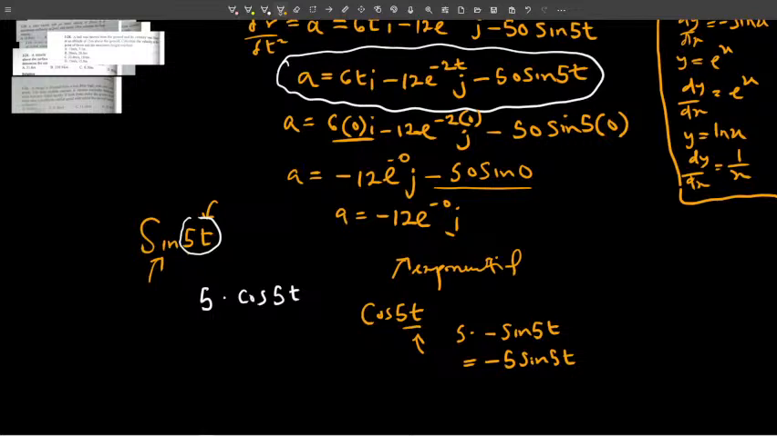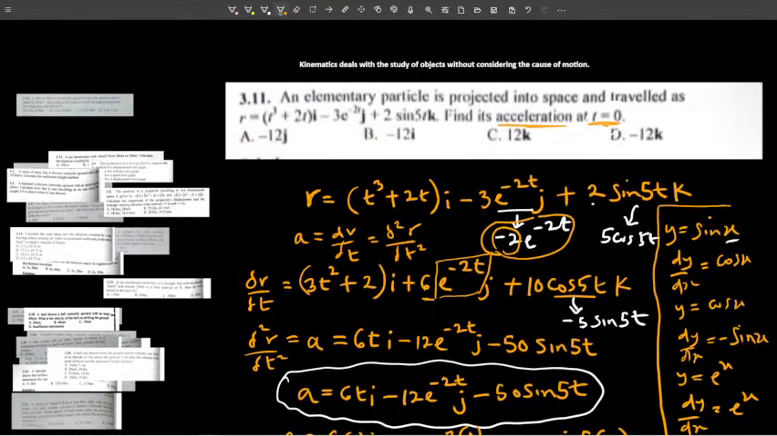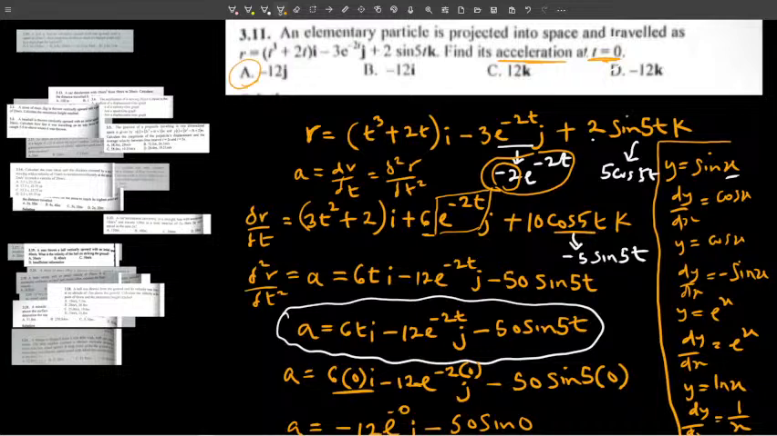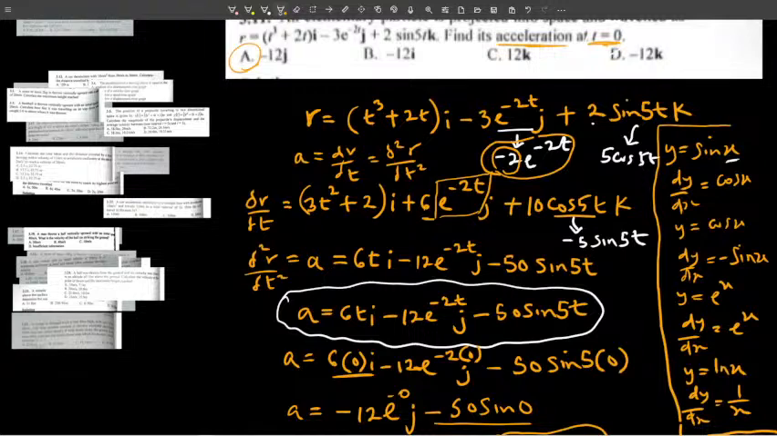So punch your calculator. I'm punching mine here. When you press e raised to the power minus 0, you get 1. So my a now will be equal to minus 12 times 1 times j, which gives me minus 12j. So my a is minus 12j. The answer is a equals minus 12j. I believe this is clear. Just go through it again so you get the calculation.